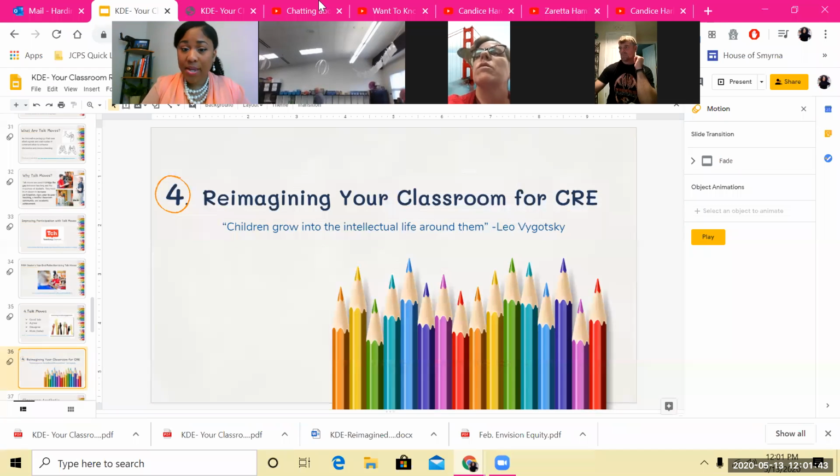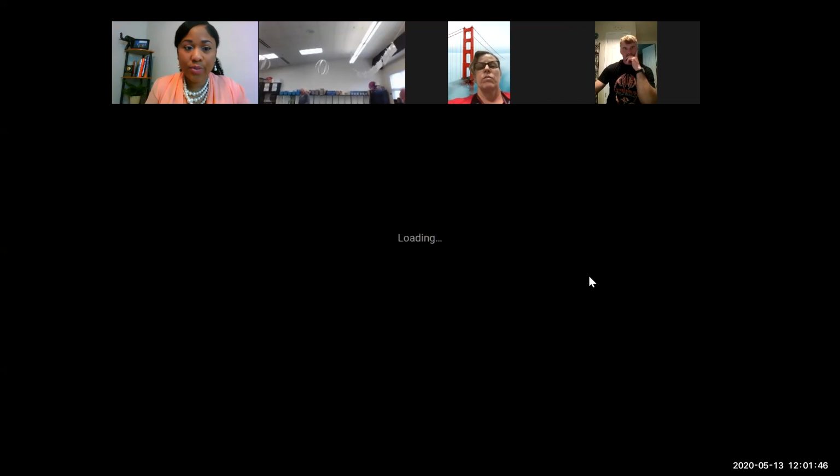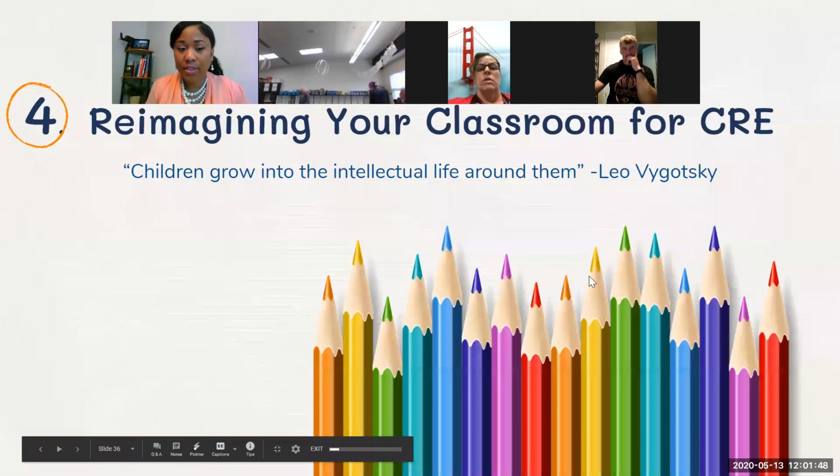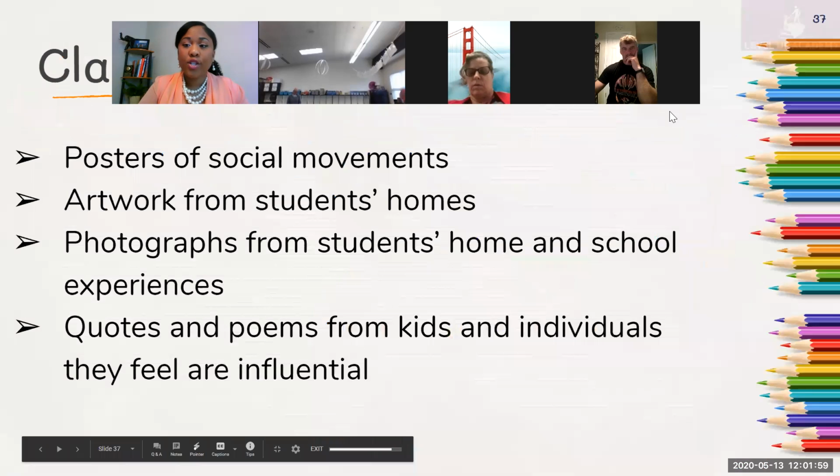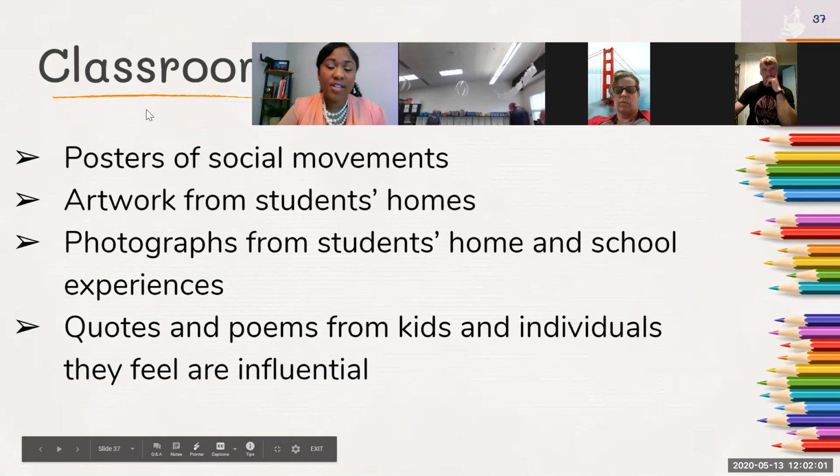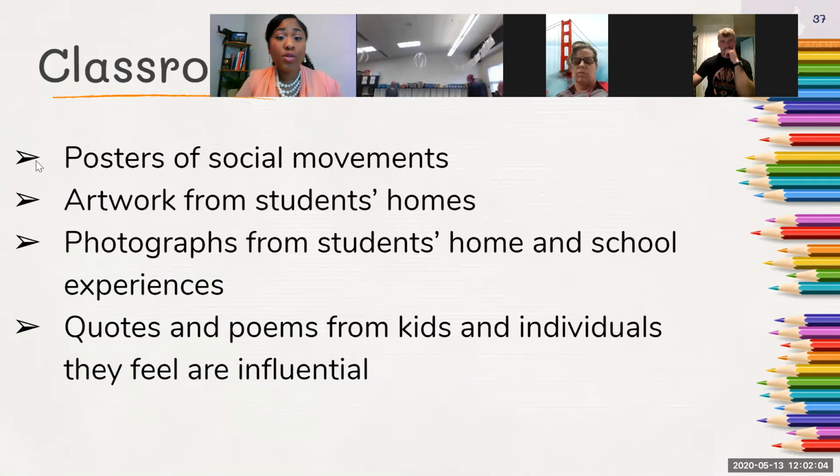All right, so wrapping up, reimagining your classroom for culturally responsive education. I just give a couple of little tips about what your room can literally look like. Children grow into the intellectual life around them. Your space helps promote this type of practice. So right here we have aesthetics of your room. Having posters of social movements, depending on your subject area and grade level, whatever you teach, I would have those certain monumental things, like historical events or famous people you studied. I would literally put them on your wall and make sure there's diversity in who you have up there.